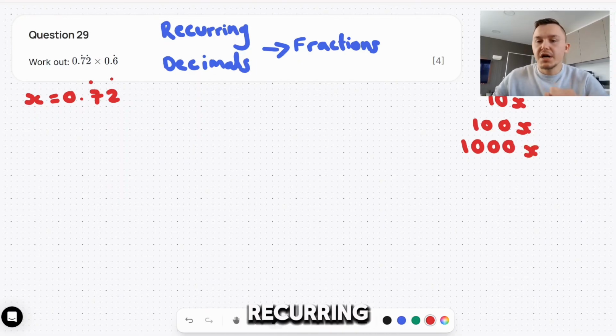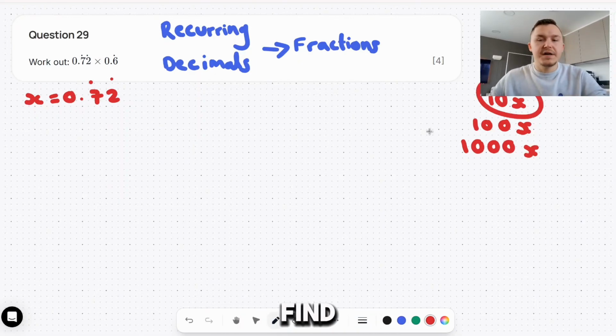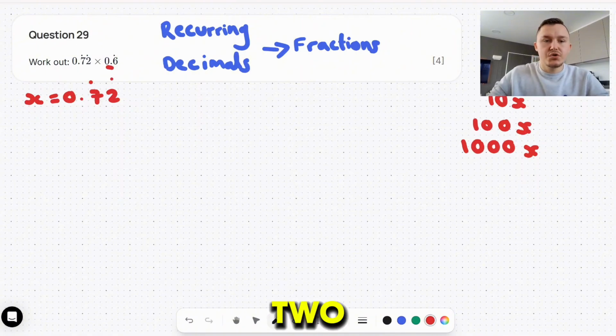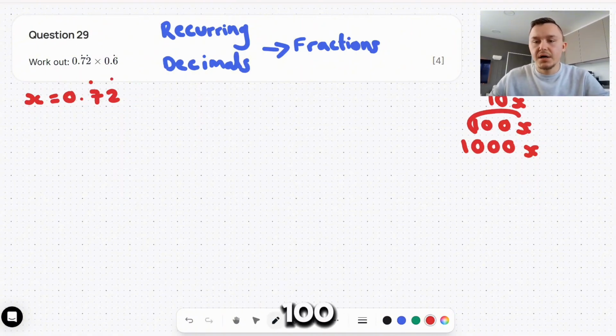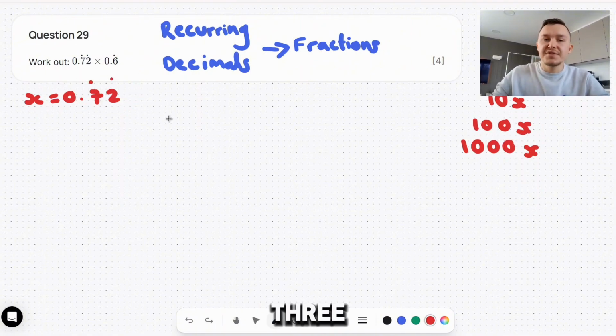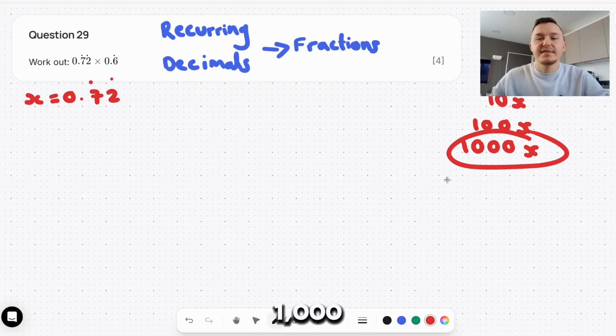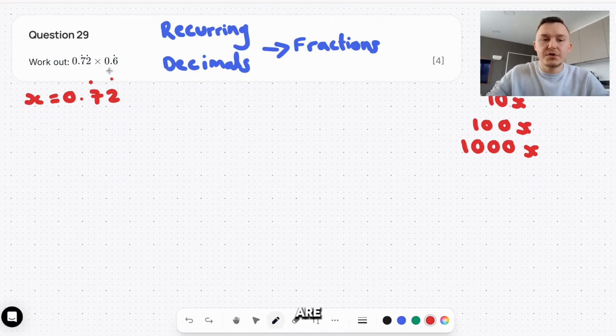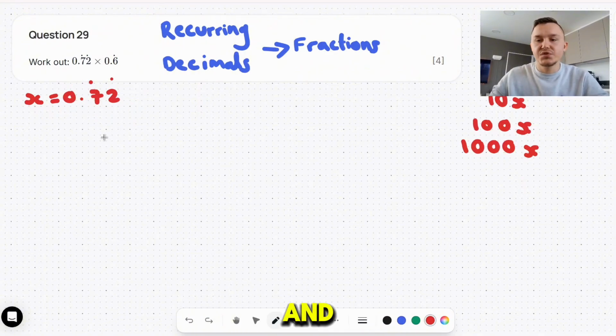And the way that you do that is you look at how many recurring decimals there are. If there is one recurring decimal, you'd find out 10x. If there are 2 recurring decimals, then you work out 100x. And if there were 3 recurring decimals, we would work out 1000x as our second step in this question. Now I can see that there are 2 recurring decimals, 7 and 2. So I'm going to do 100x next.